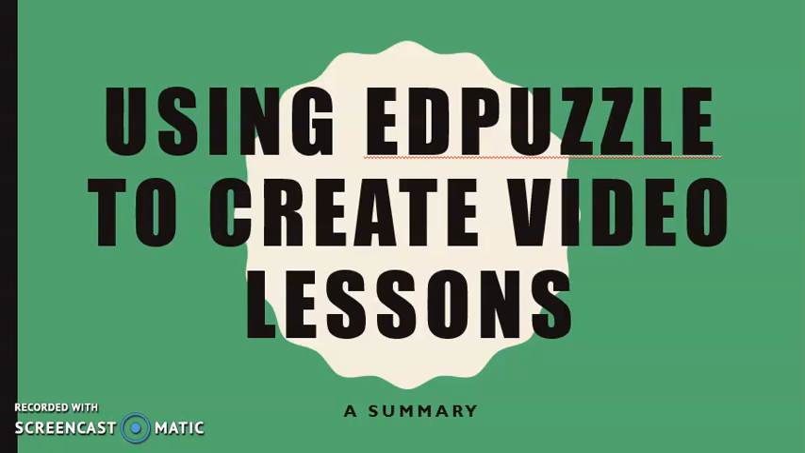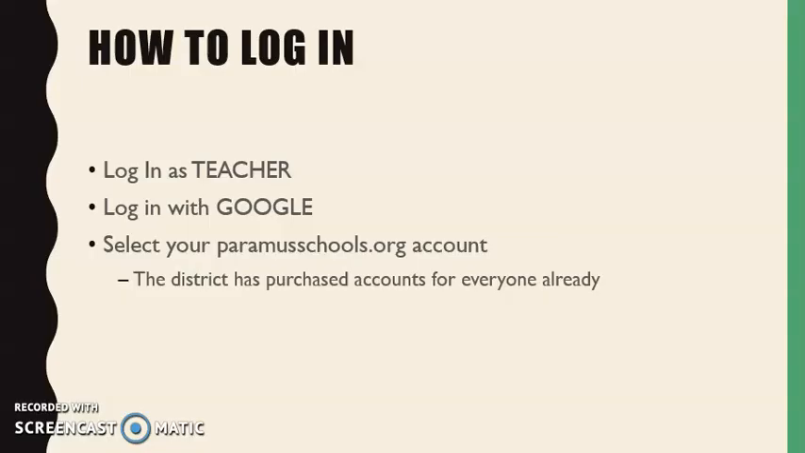So the first thing we're going to do is how to log in. If you want to write these steps down, you can, but you will be logging in as a teacher. We'll log in with Google, and then we'll select our ParamusSchools.org account. You already have an EdPuzzle account, the district's purchased one, so let's see what this looks like actually in your browser.